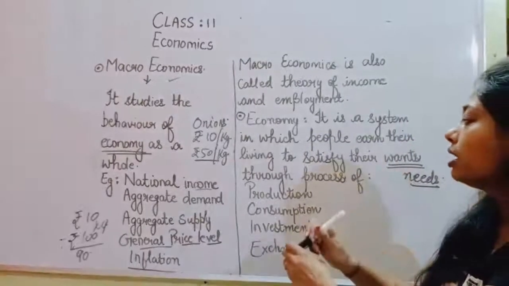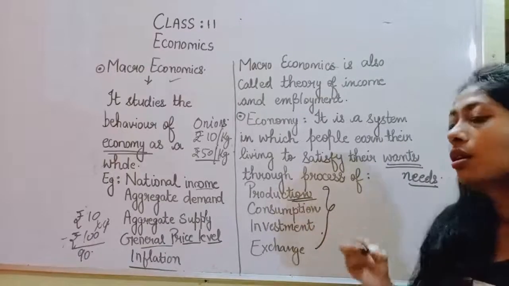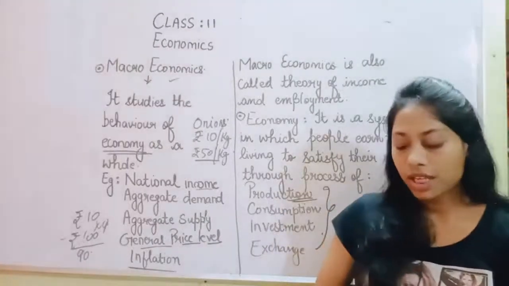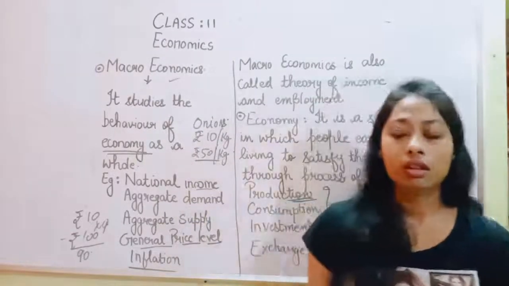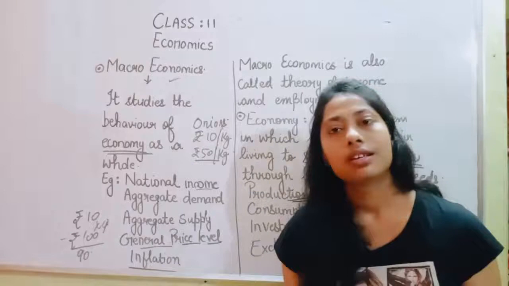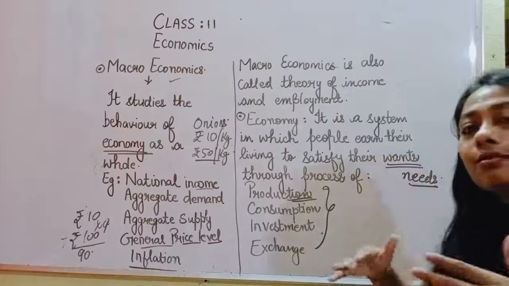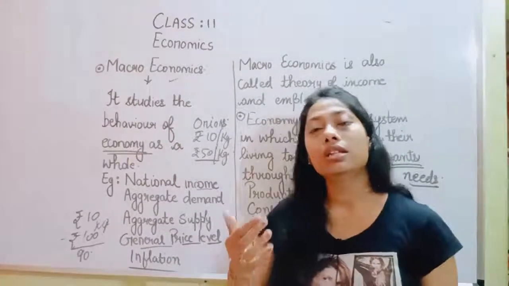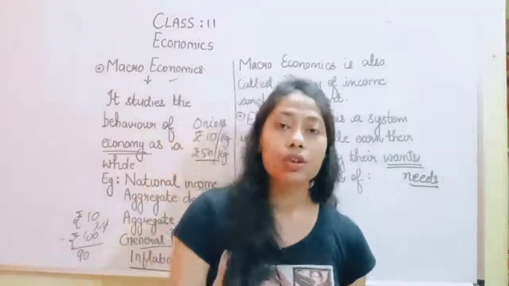So for that, they are doing a number of processes. Number one is your production. Production means if you want a product, you first need to make it. You first need to produce it. So that is your production. Second is your consumption. If you are wanting something, if you are demanding something, if the product is made, then you have to at least consume it to satisfy your demands or to satisfy your needs.